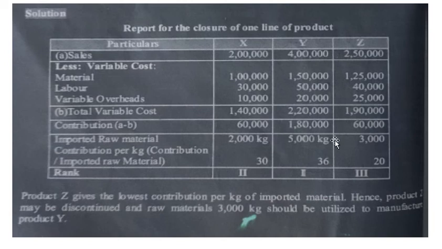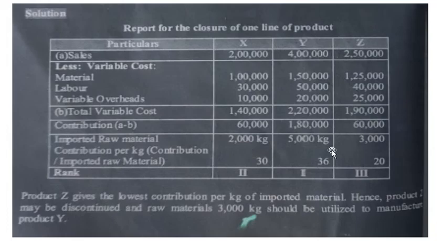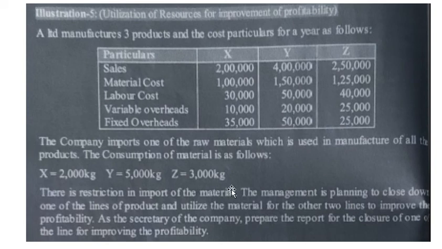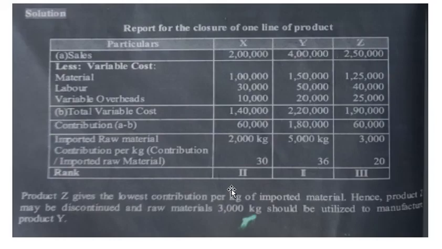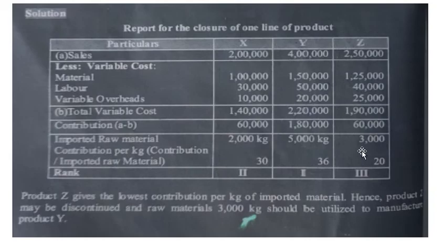Then for Y, it is 1,80,000, and the number of units imported for Y is 5,000. So 1,80,000 divided by 5,000 will give you 36. Next for Z, the total contribution you have got is 60,000. With 60,000 you will divide the number of units for Z, which is 3,000. So 60,000 divided by 3,000 will give you 20. So 30 for X, for Y it is 36, for Z it is 20.